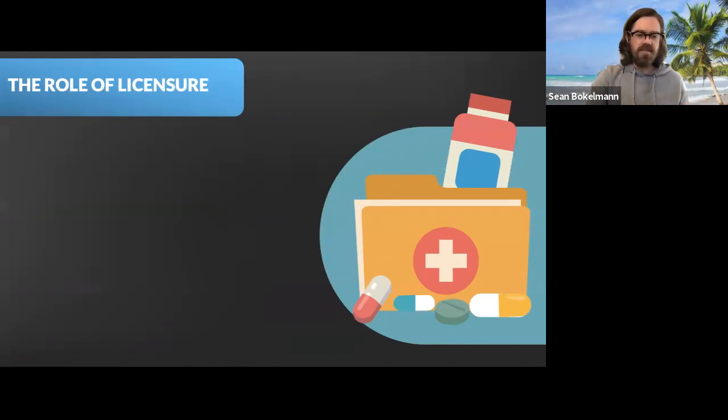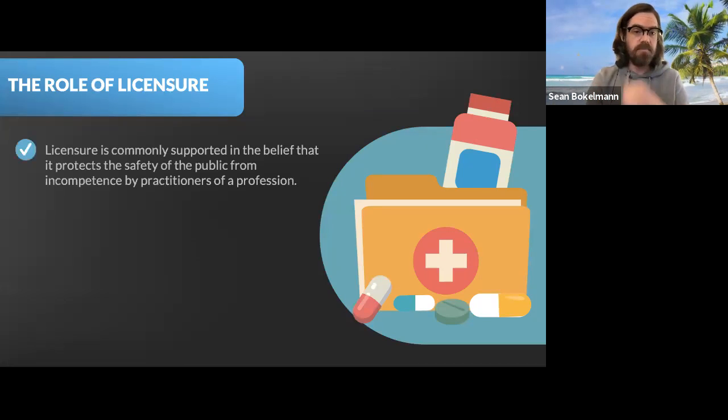Okay, so that's search. That's the issue of search. We're going to move on now to the role that licensure plays. And I guess actually we're still kind of talking about search a little bit, but focusing in on the licensing aspect now.